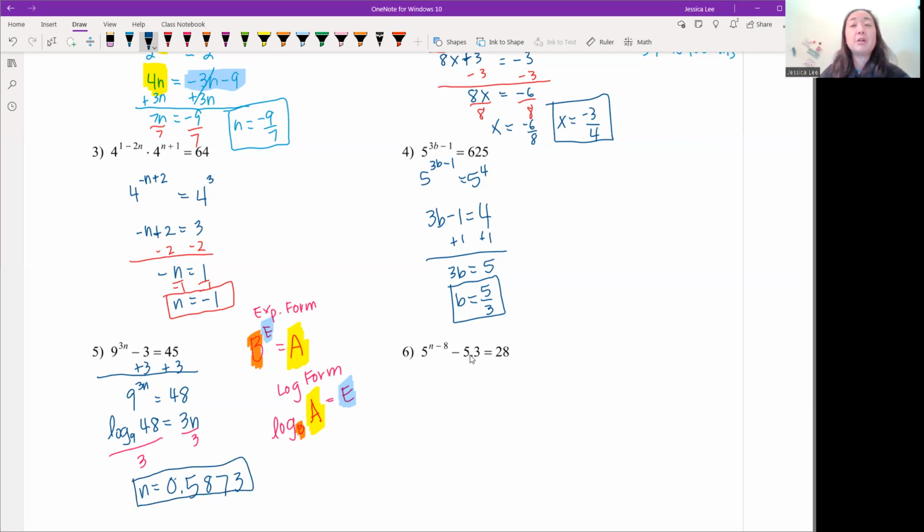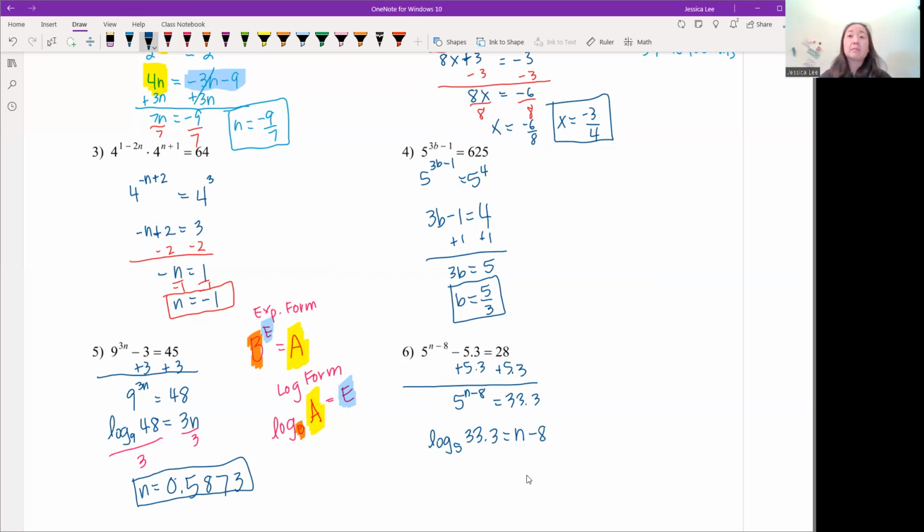All right, and we're going to do the same thing over here. I see this decimal point, so automatically I know we're not going to be able to do the stuff we did for 3 and 4. We're going to have to change it to log form. So again, get the base by itself. So I'm going to add 5.3 to both sides. So this is going to be 5 to the n minus 8 is equal to 33.3. And then what do we do from there? Change to logs. Then log base 5 of the argument is equal to the exponent.